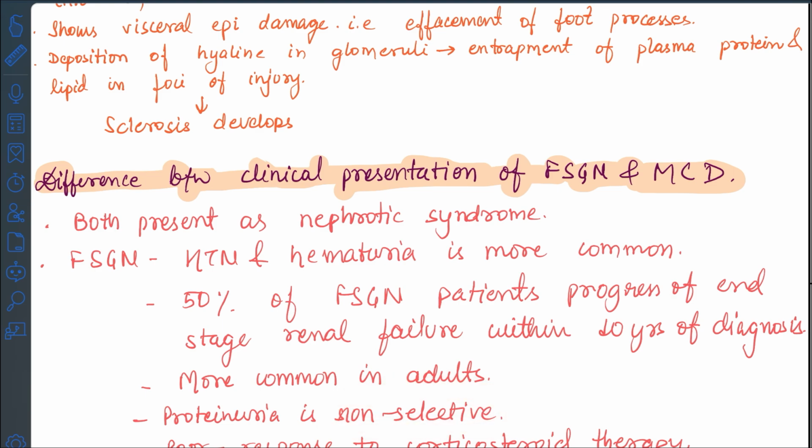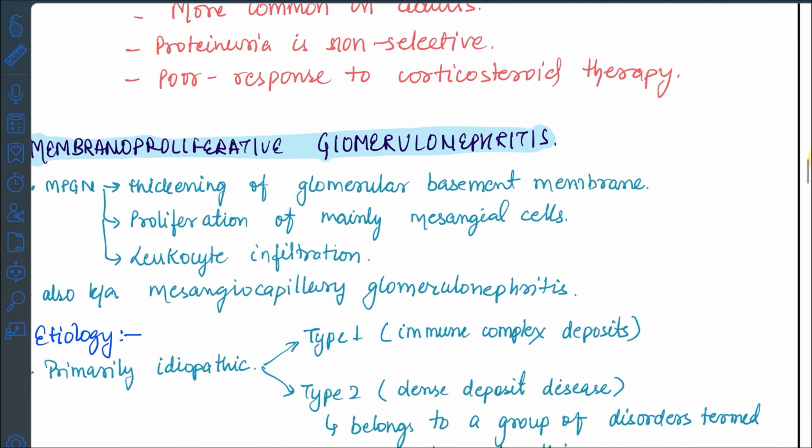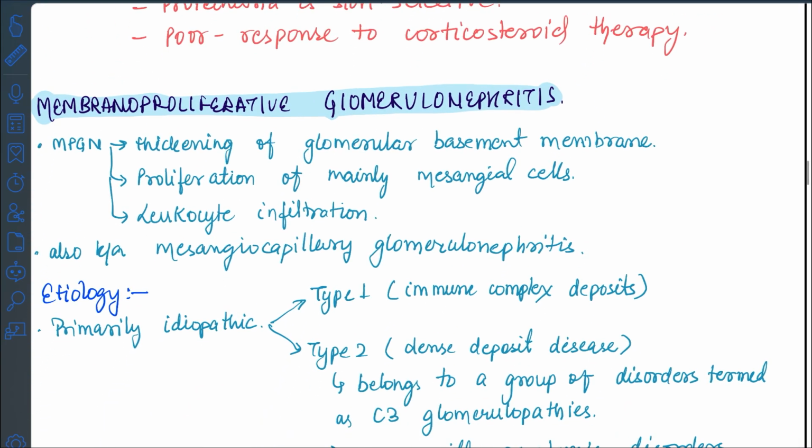The proteinuria in FSGS is non-selective, that is, it can be albumin or globulin as well, which is secreted in the urine, but in MCD it is highly selective. That is, albumin is the major protein which is secreted in MCD, whereas it is non-selective in case of FSGS. There is poor response to corticosteroid therapy in case of FSGS, whereas MCD responds very well to the corticosteroid therapy.